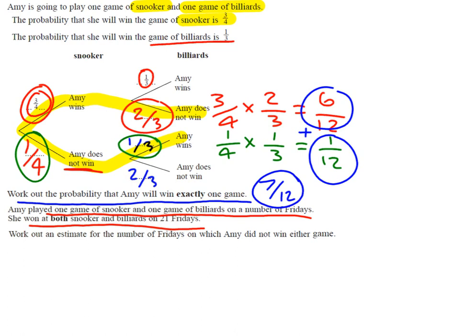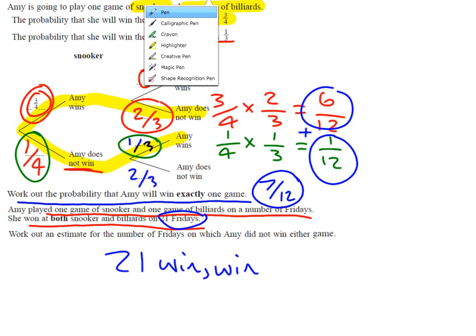Amy played 1 game of snooker and 1 game of billiards on a number of Fridays. She won both snooker and billiards on 21 Fridays. Okay, so 21, win, win. Work out an estimate for the number of Fridays she did not win either game. Very cool question. I'd like to see how many marks this would be. Probably about 4.